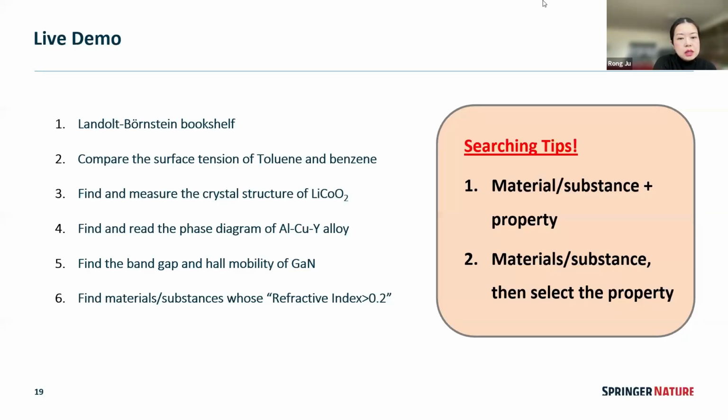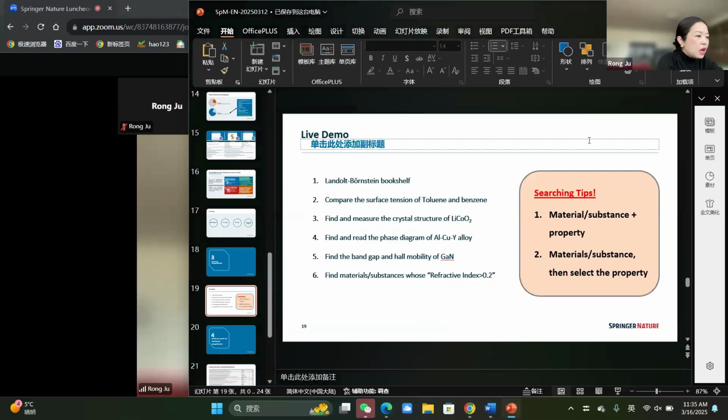The last one is we have been talking about how to find the property for certain materials. Then how do we find a list of materials that meets certain property? So we also have such kind of functionality on our platform. Okay, then now we travel back from the slides to the website.